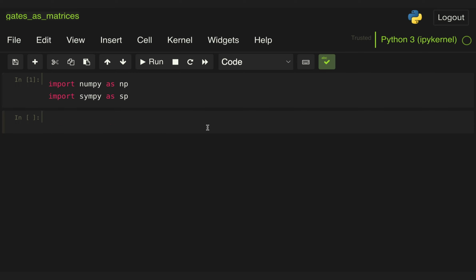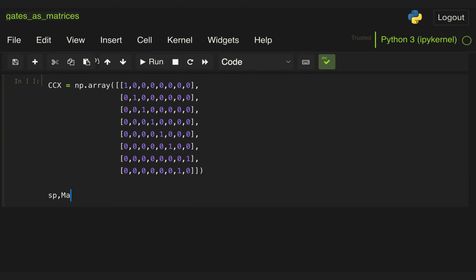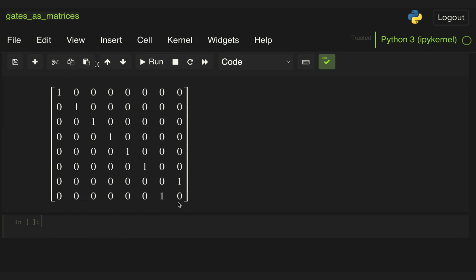And let's first go ahead and construct our CCX matrix, which I have already done here. If we display this matrix, it makes it a little bit easier to see. So let's do an example and see if we can use this to do the AND operation.